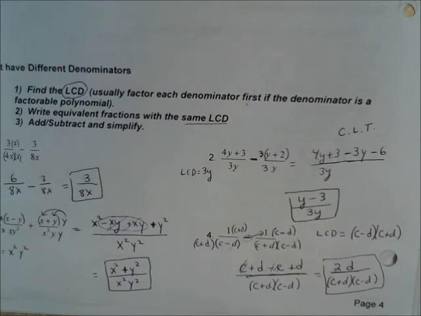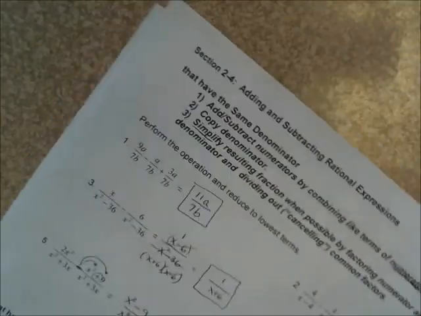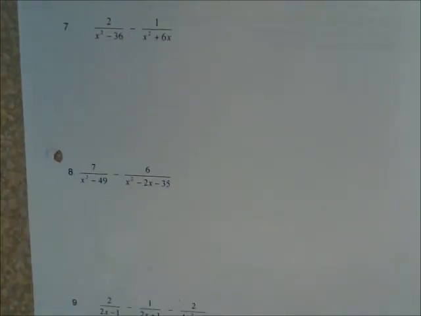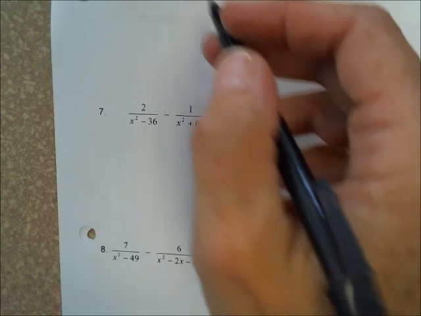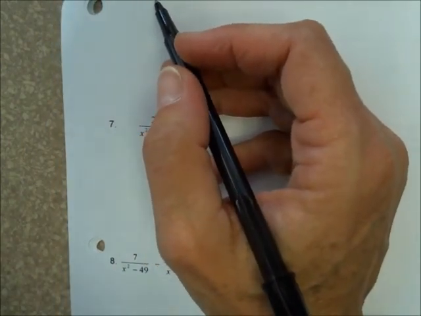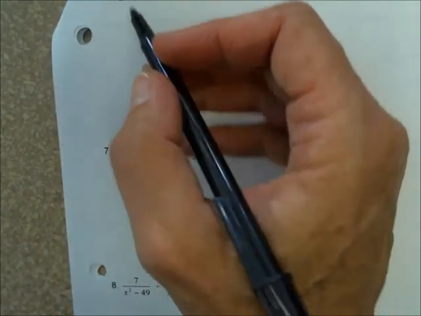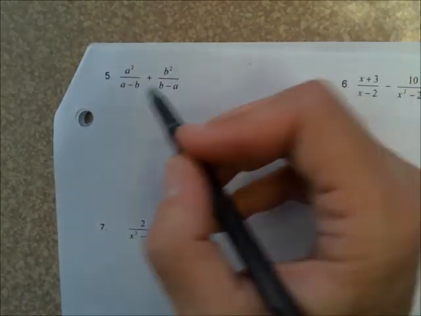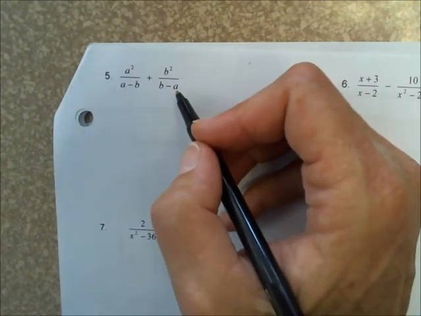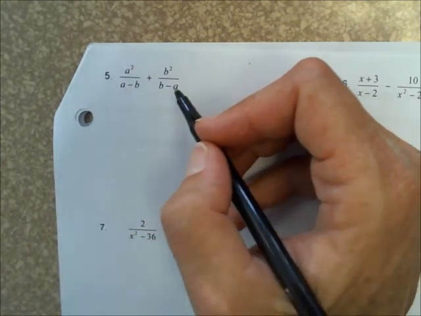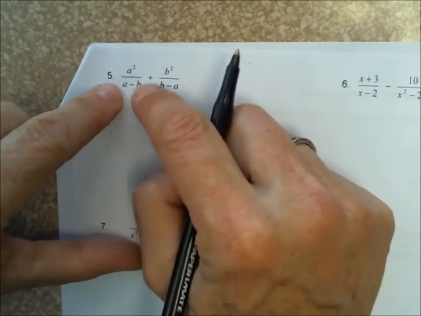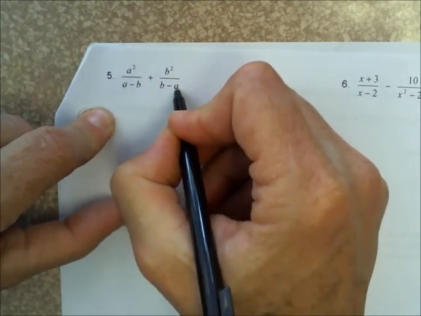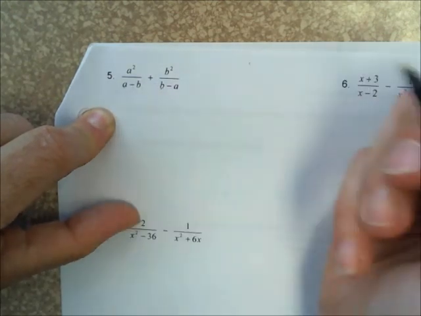The next thing we're going to do is take a look at a couple of other situations here. When you have an a minus b and a b minus a, look at those things. They are almost the same. The only difference is they're in the opposite positions. This is a positive a, this is a negative a. This is a positive b, and this is a negative b.